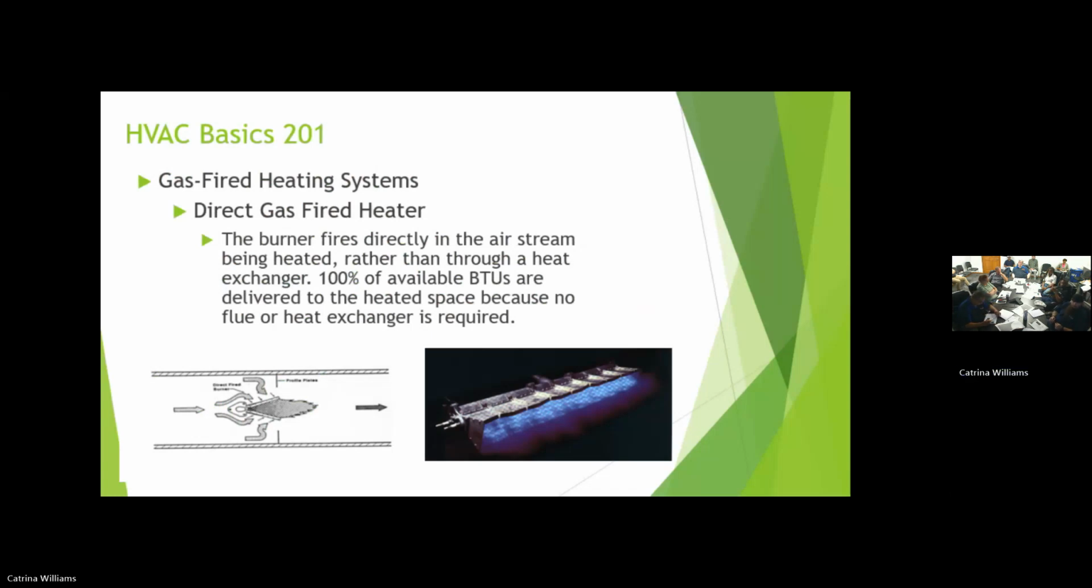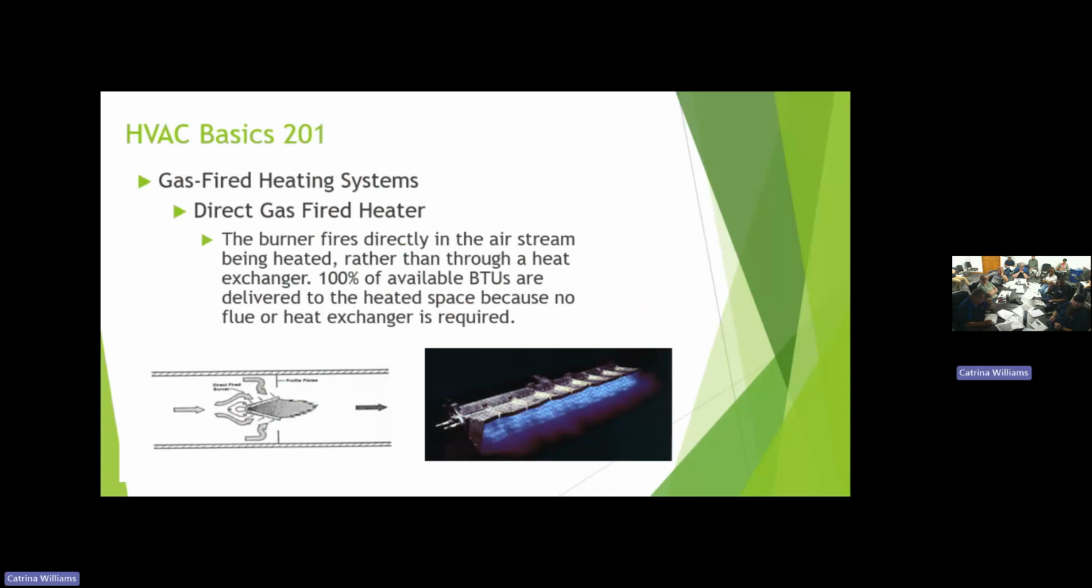All right. We're going to talk about direct gas-fired units now. So this is what will apply to your mainstays, our direct-fired line. The burner is fired directly in the airstream, like we said this morning. So 100% of the available BTUs are delivered to the space because there's no flue. And you can see if we had a ductwork here or a plenum, all the air is going through, the burner's mounted right in the center of it, goes around these plates and the burner, and that's how it fires.